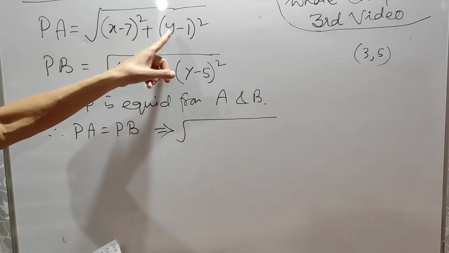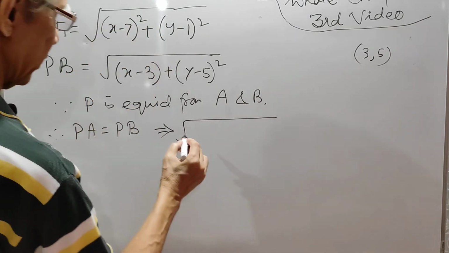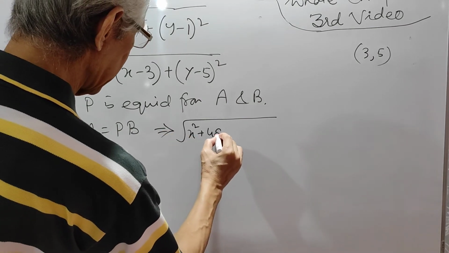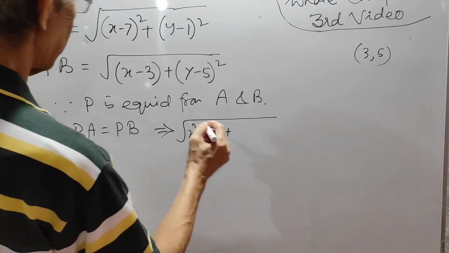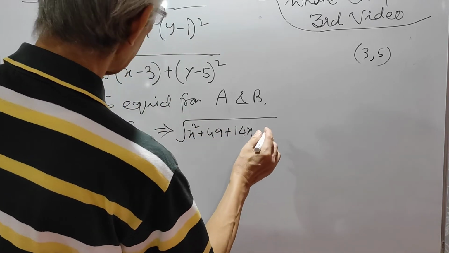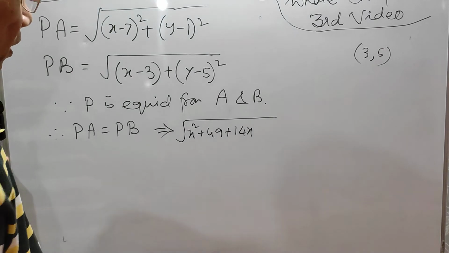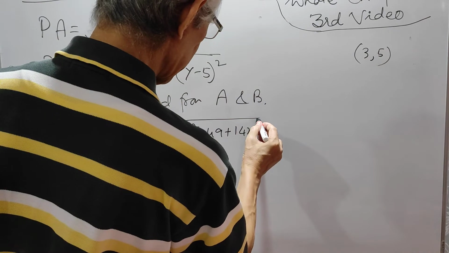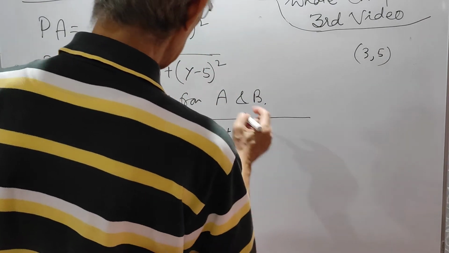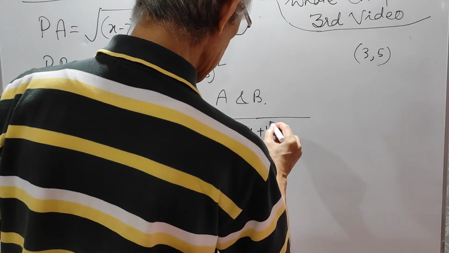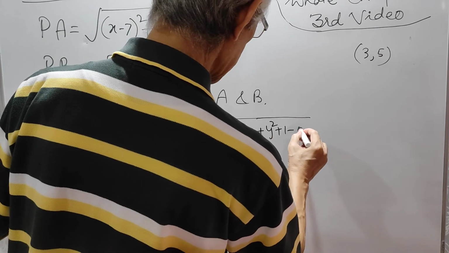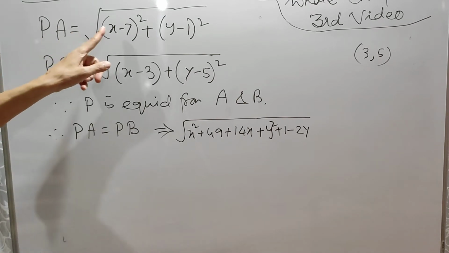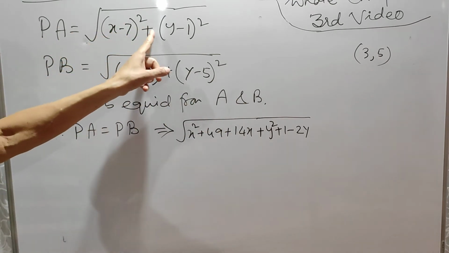Now in this root over we must expand using the (a minus b) whole square formula. That is x square plus 7 square, 49, minus 14x. And (y minus 1) whole square, that means y square plus 1 minus 2y. So PA equal to root over this square plus this square.